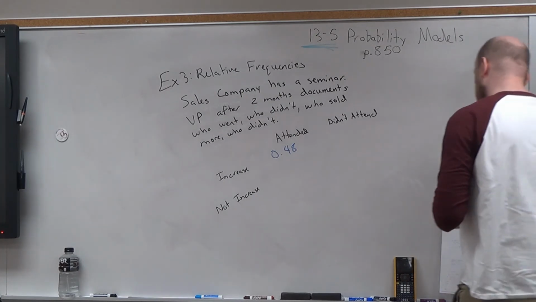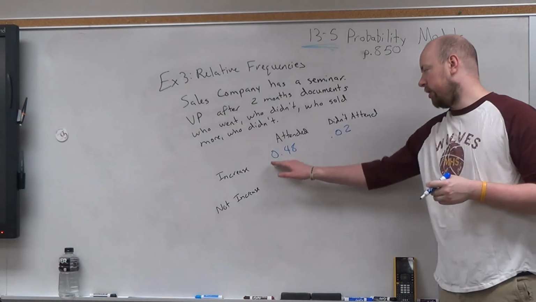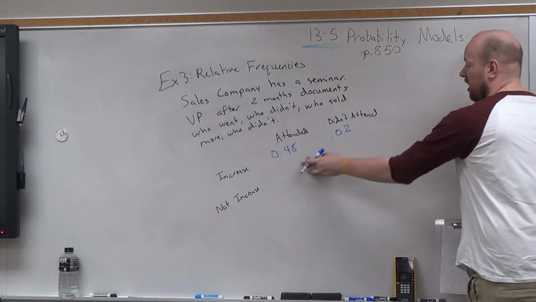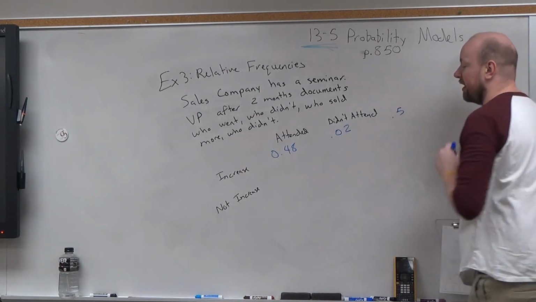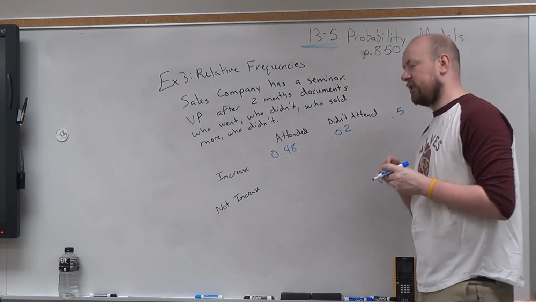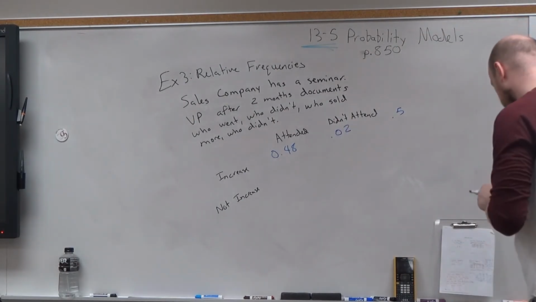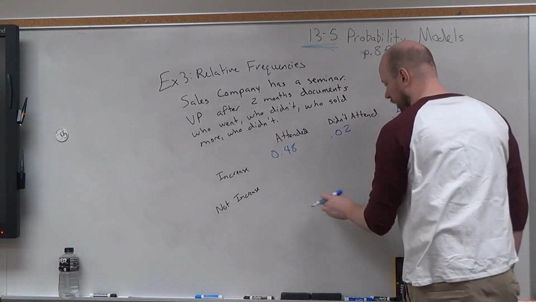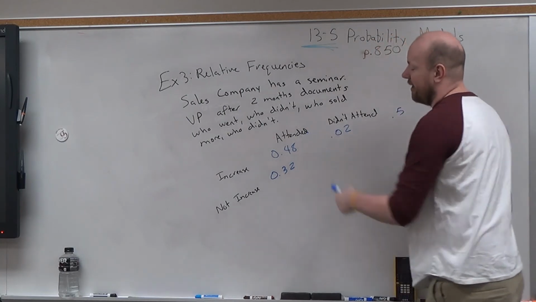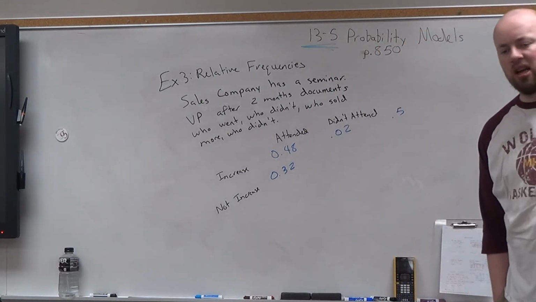Okay. Now, 0.02 did not attend, but they still increased their sales anyway. And overall, that's half the company increased their sales. So we have 0.48 plus 0.02, so 0.5, which would be 50%. That's pretty good. Now, okay, 0.32 attended but did not increase their sales, which isn't very good, which kind of stinks. They went there and they didn't get better.